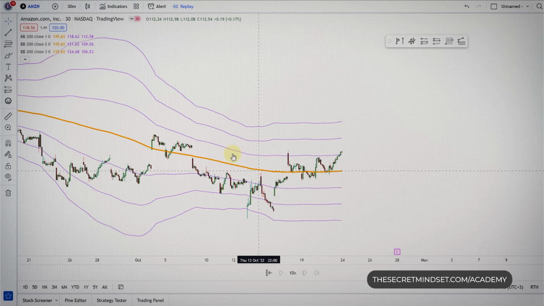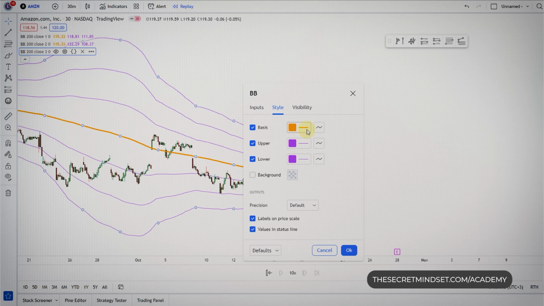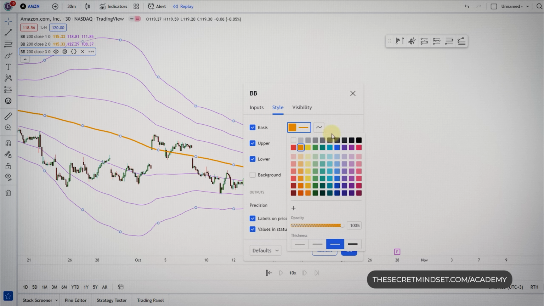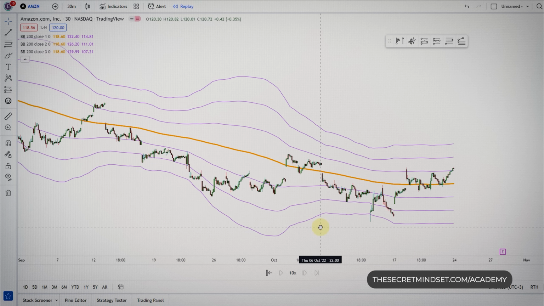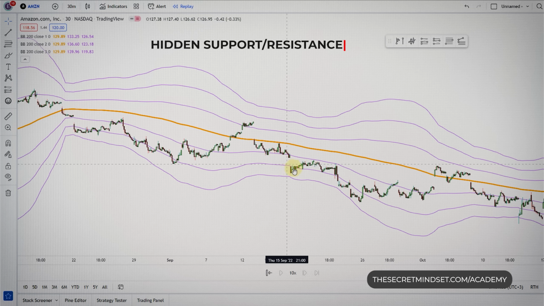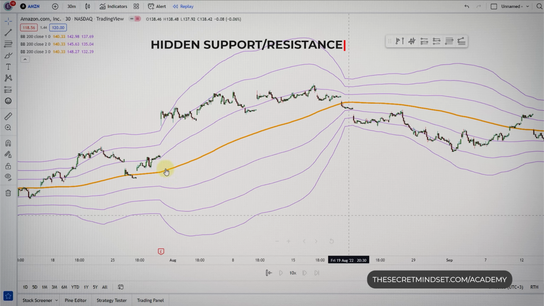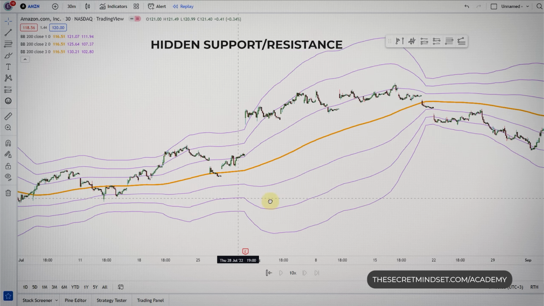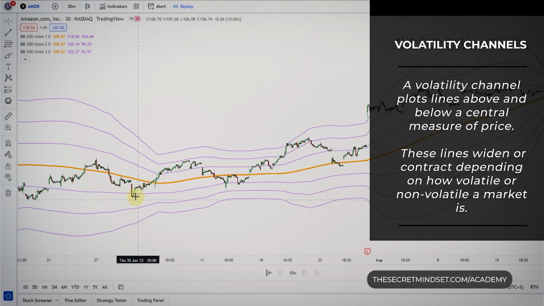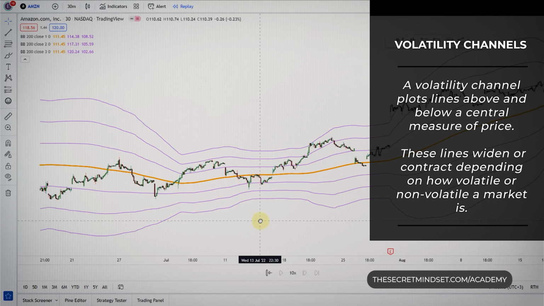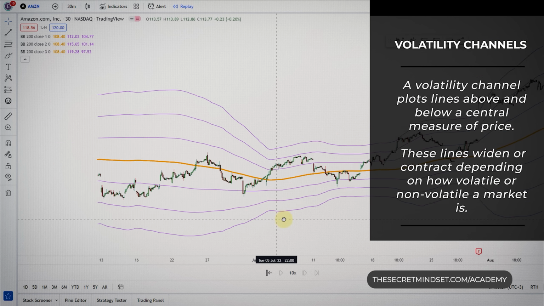And make the middle Bollinger Band more obvious: increase its thickness, and also change its color. Now, the main advantage of this setup is the fact that Bollinger Bands use standard deviation to establish where hidden support and resistance levels might be found. These are also known as volatility channels. A volatility channel plots lines above and below a central measure of price. These lines widen or contract depending on how volatile or non-volatile a market is.